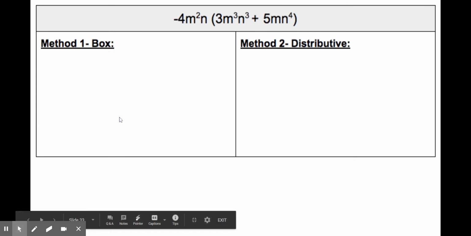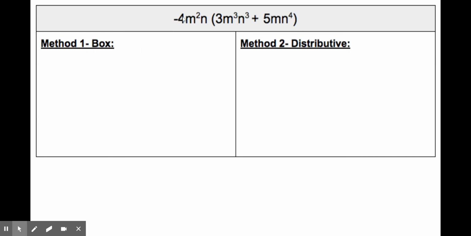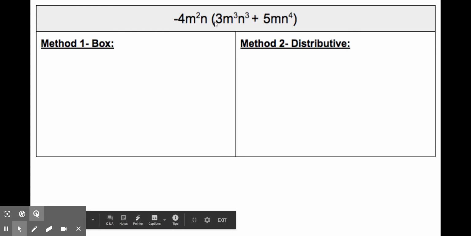Now, sometimes they can look a little bit more involved, like in this case. This is still a monomial times a binomial. Even though they have a little bit more going on, a few more bases, not terms, but a few more bases, make sure that the process remains the same.